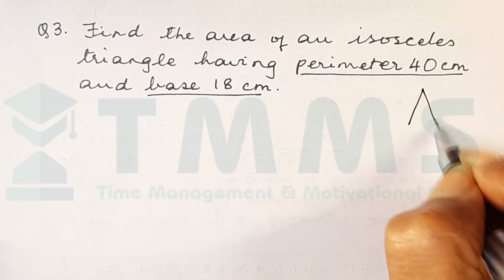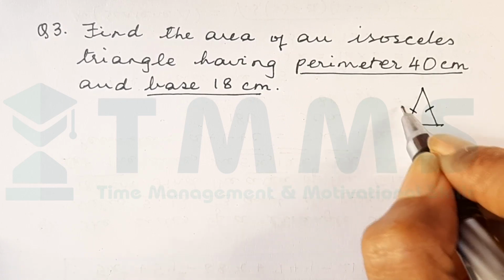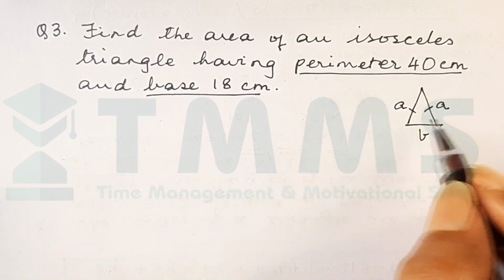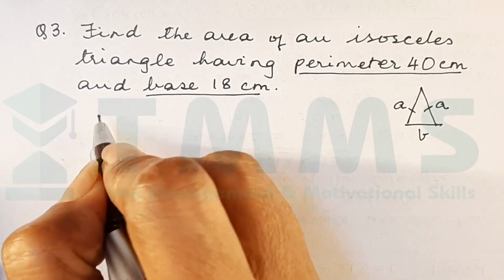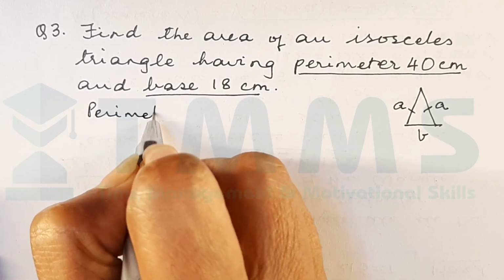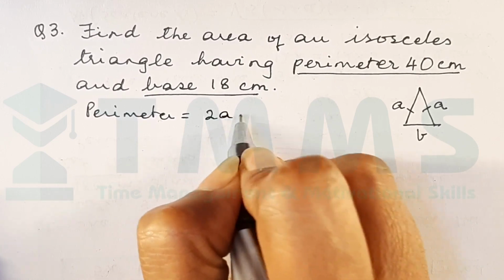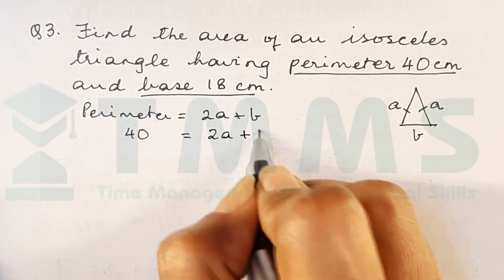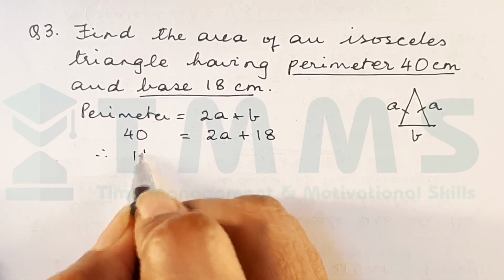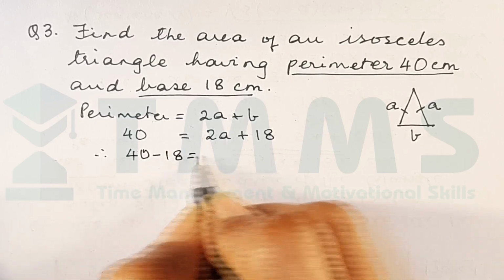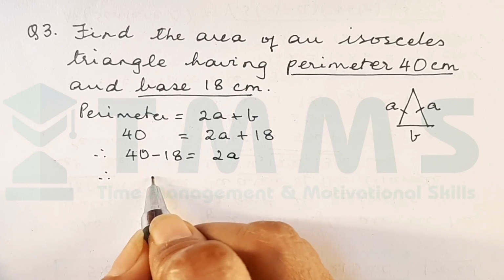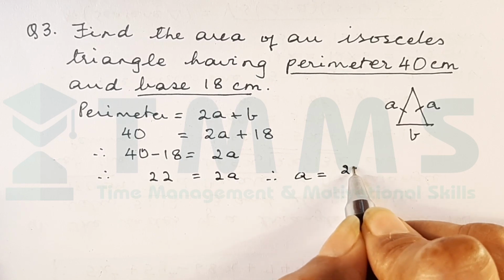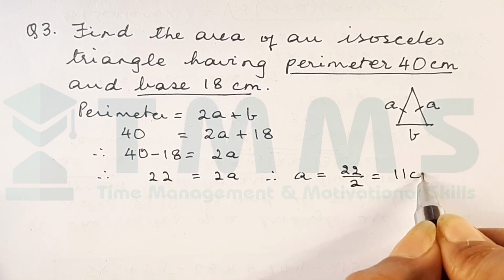Now isosceles triangle looks like this. This is the base and these are the equal sides. And so the perimeter will be 2a plus b. So we have perimeter equal to 2a plus b, and so 40 is equal to 2a plus 18. Can we solve this? 40 minus 18 is equal to 2a, and therefore we have 22 equal to 2a. Therefore a turns out to be 22 upon 2, which is 11 centimeter.